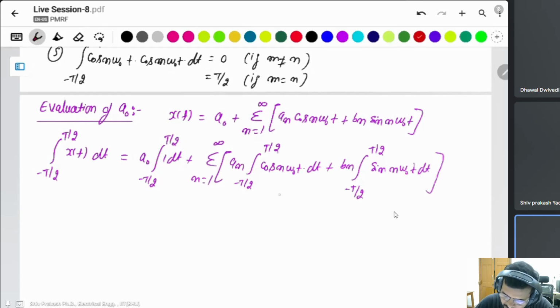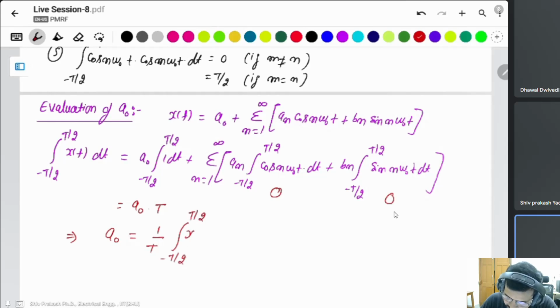By the previous calculation, this will be 0, 0, 0. Sine and cos integration for a time period is 0. This will be a naught into T. You add this, this will be T only. Then what is the value of a naught? A naught will be calculated as 1 by T integration of minus T by 2 to T by 2 of x(t) dt. You can integrate this one.